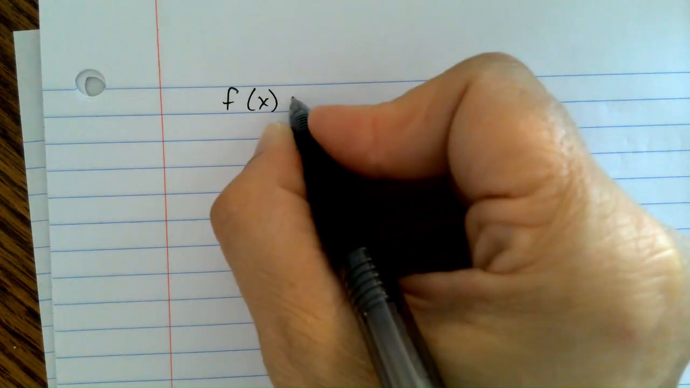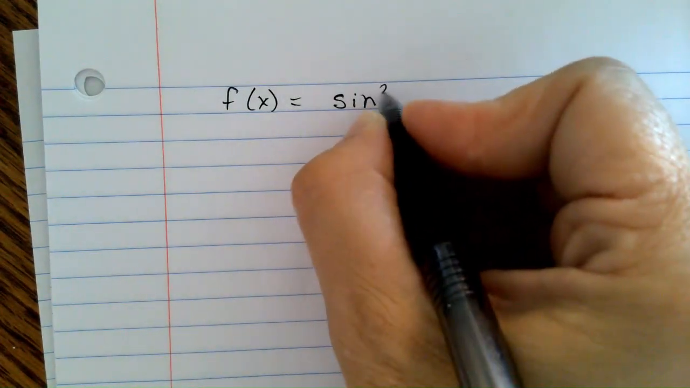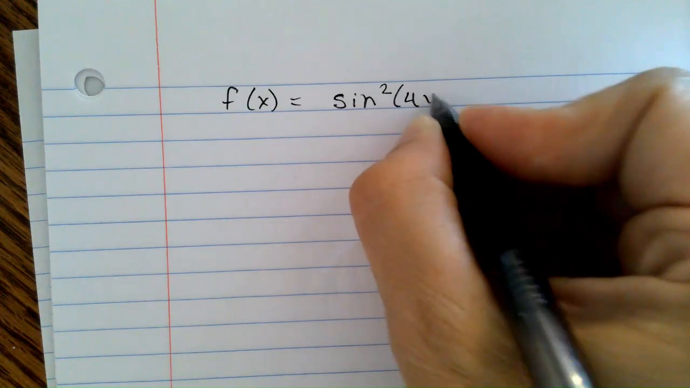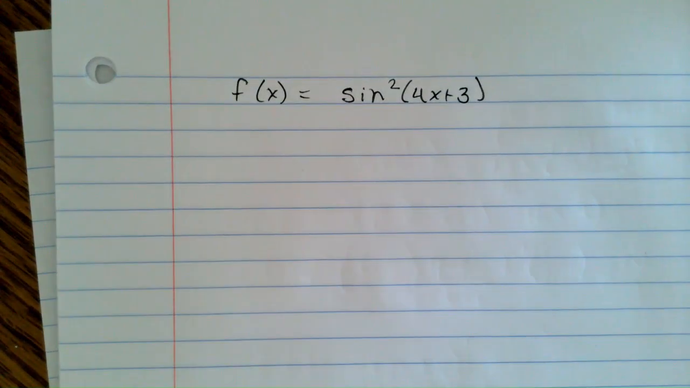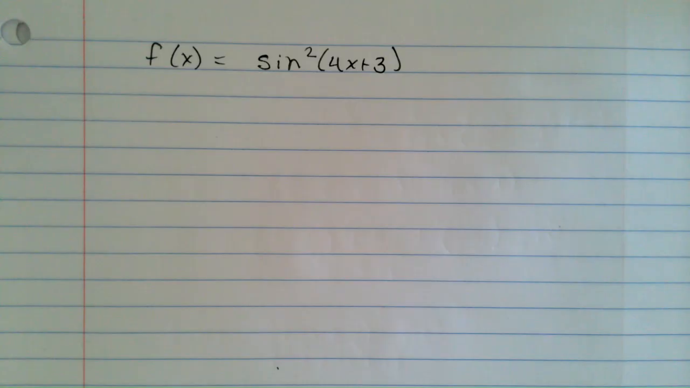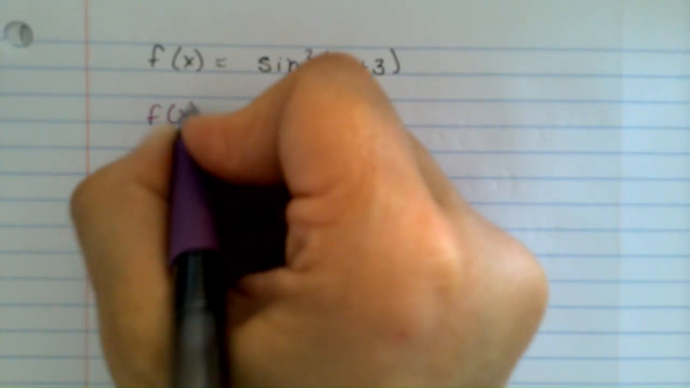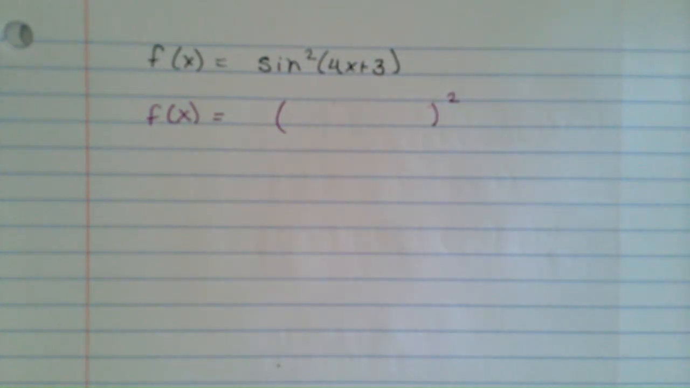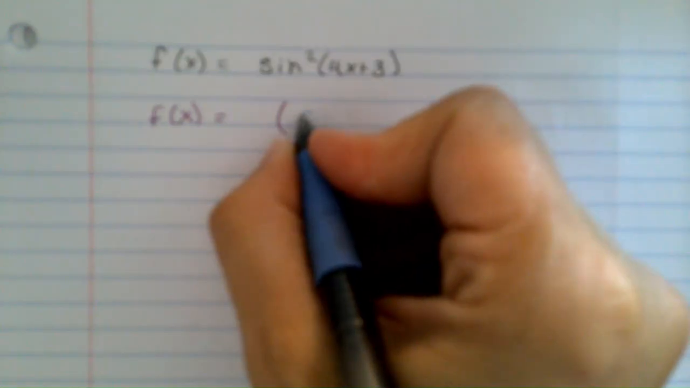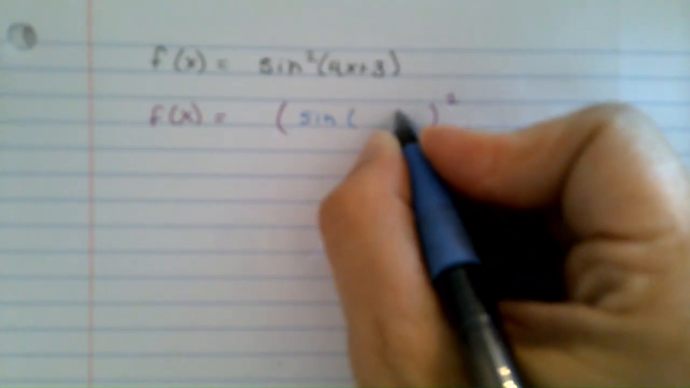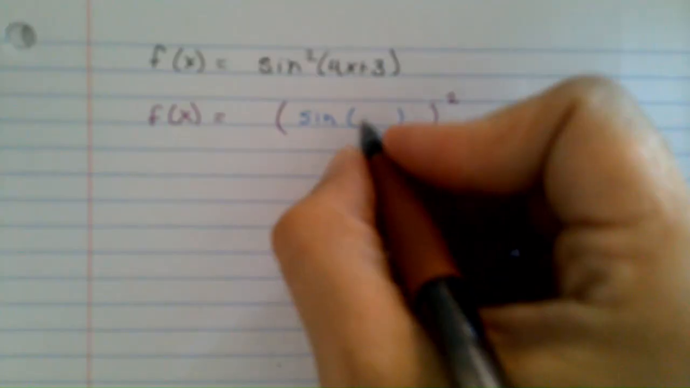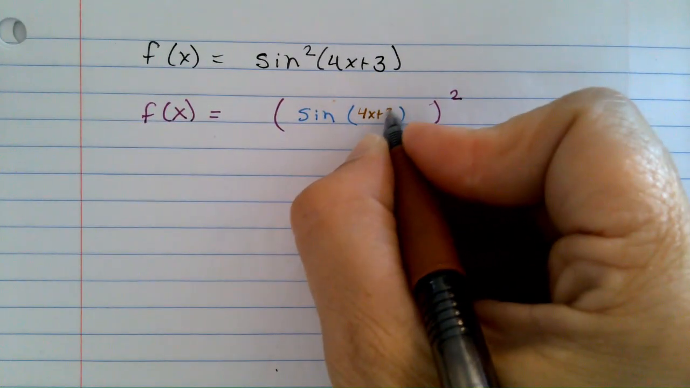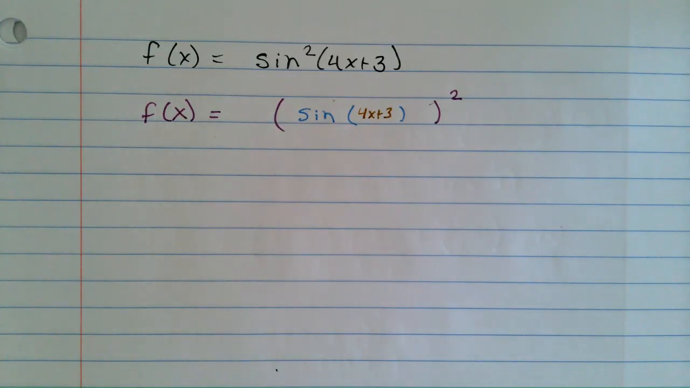F of x equals sine squared 4x plus 3. Okay, so it may not look like it's moved up a notch, but let's really think about what's going on here. We have the squared part. We have the sine part. And we have the linear part. So we actually have to chain this even more.